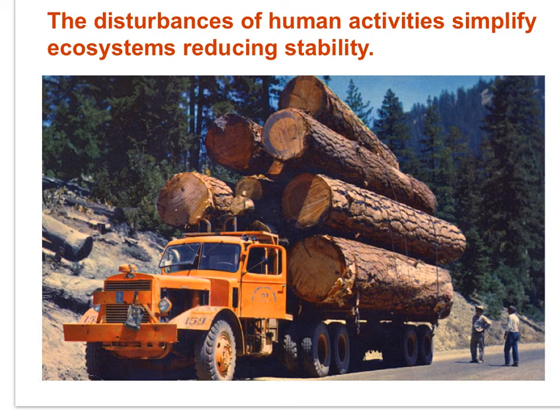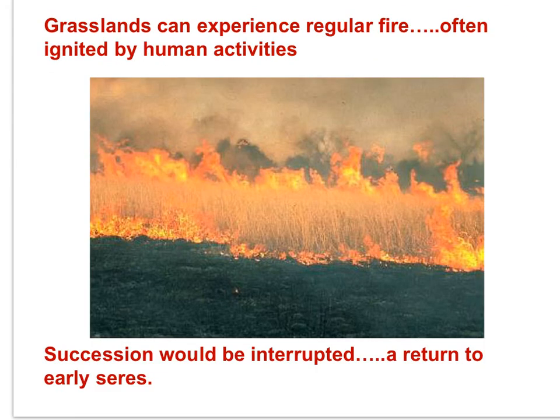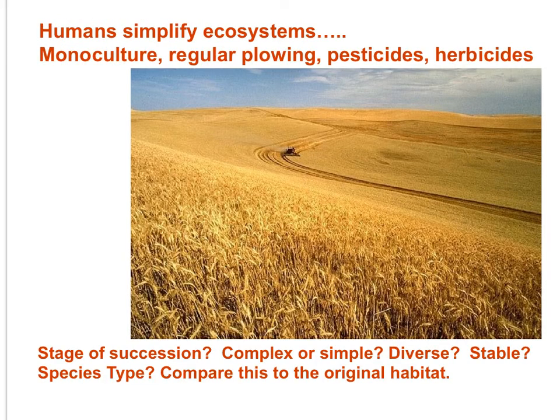The disturbances to ecosystems by human activities tend to simplify ecosystems, and simplified ecosystems display reduced stability. Even in resilient systems like grasslands, the frequency of fire is often accelerated by people. If the frequency of disturbance increases, systems become simplified and become less stable. Think carefully about how human activities simplify ecosystems.